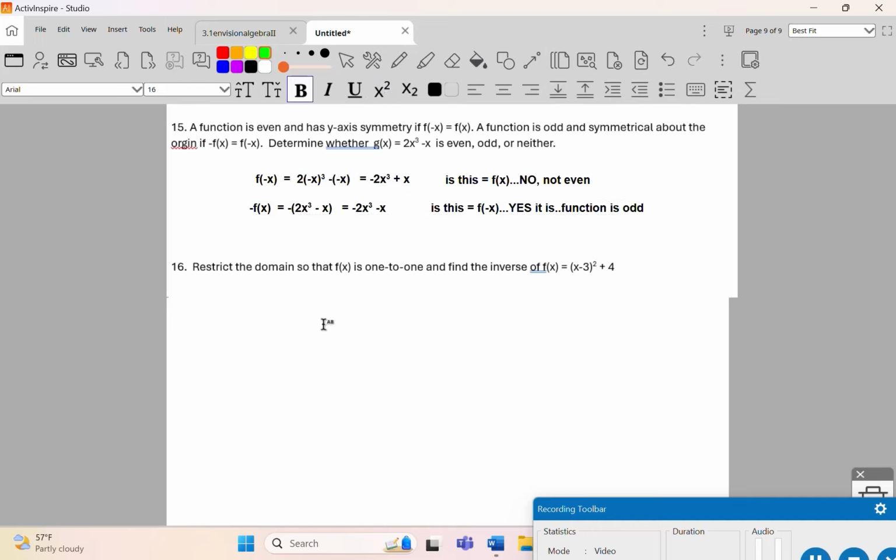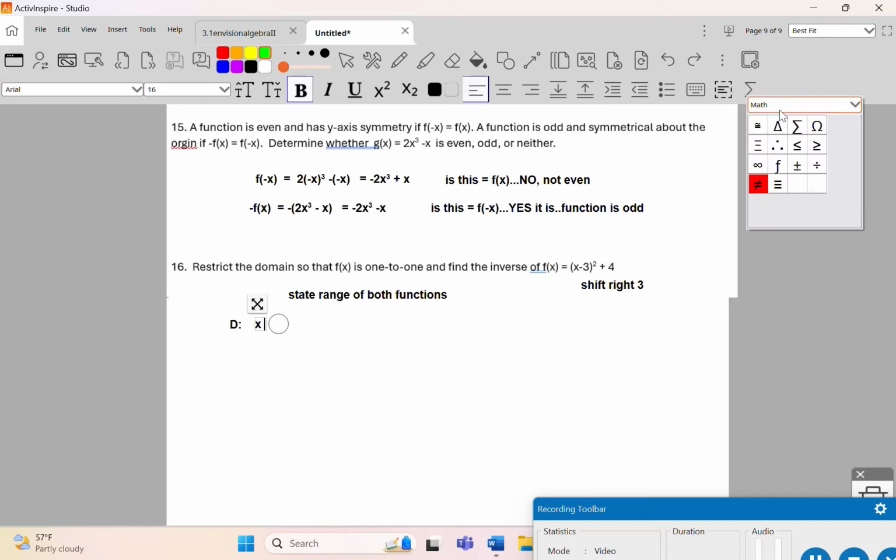And the last one, restrict the domain so that f of x is 1 to 1 and find the inverse of f of x equals x minus 3 squared plus 4. And you also need to state the range of both functions. That needs to be added in there. All right, so the domain for the original function, we're going to throw away part of the graph. Remember, this is a shift right 3. We're only going to allow x values that are greater than or equal to 3. That's it.